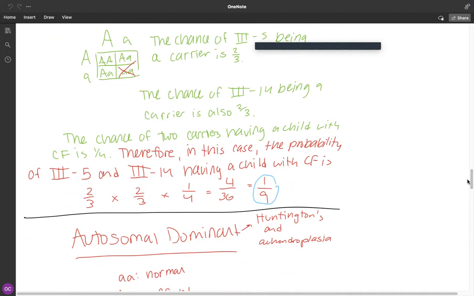So this one I thought was kind of tricky because there's a lot of pieces that you have to consider. So if you have questions on this, don't hesitate to ask. And again, this is on Blackboard.